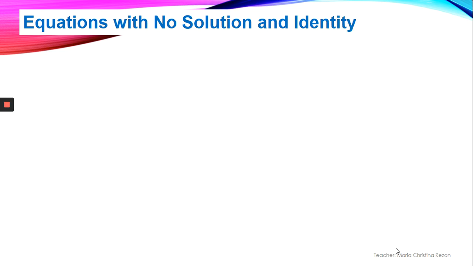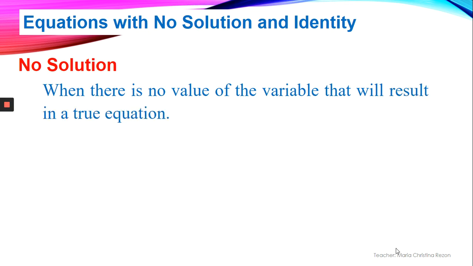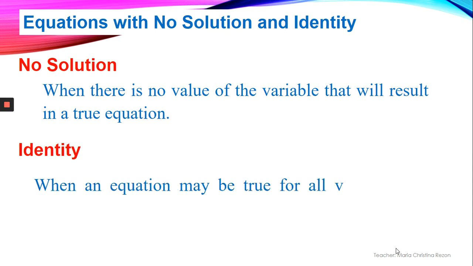Equations with no solution and identity. When you say no solution, when there is no value of the variable that will result in a true equation, then you will have a no solution equation. And when an equation may be true for all values of the variable, then you will have an identity equation. Now let's have some examples here so that we will completely understand what a no solution or an identity equation is.